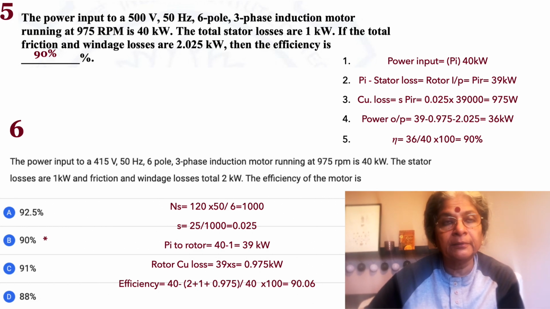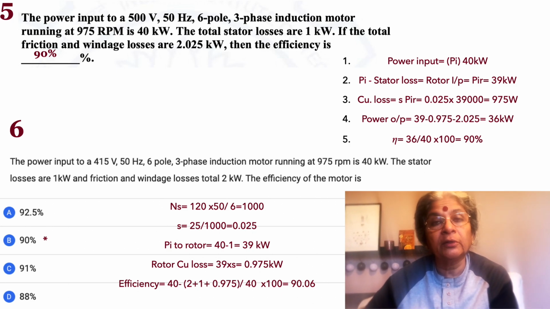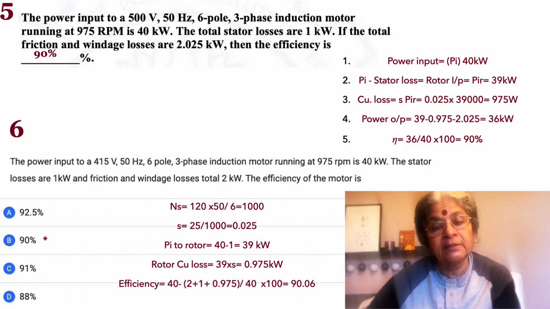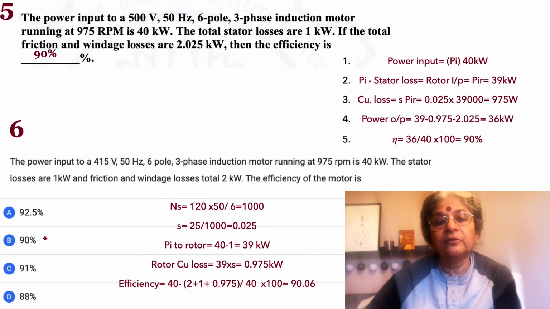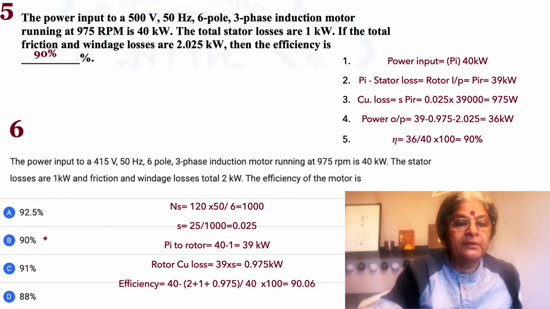And then we find the rotor copper loss as PI into S. You have to find PI first. What is PI? Power input to the rotor, which is equal to input minus stator losses, which is 40 minus 1, that is equal to 39 kilowatt, multiplied by S, you get 975 watts. So the power output is 39 minus the copper loss, which is 0.975 kilowatt, and then remove the friction and windage losses, which is 2.025 kilowatt. So the final result is 36 kilowatt. The final output, 36 kilowatt, divided by the input, which is 40 kilowatt, gives you the efficiency equal to 90%. Okay, as simple as that.